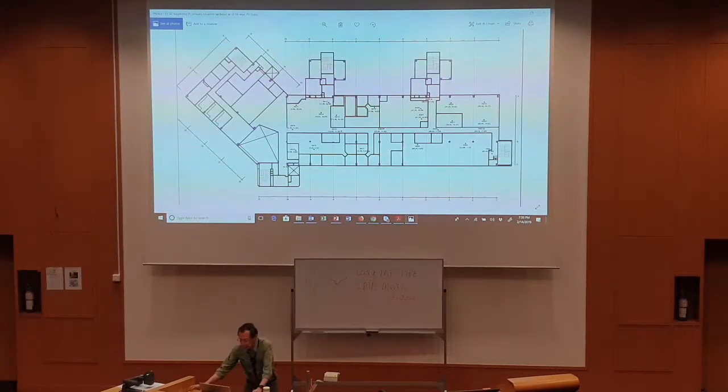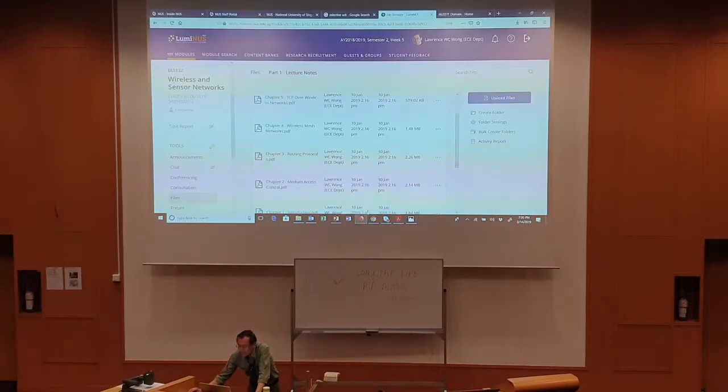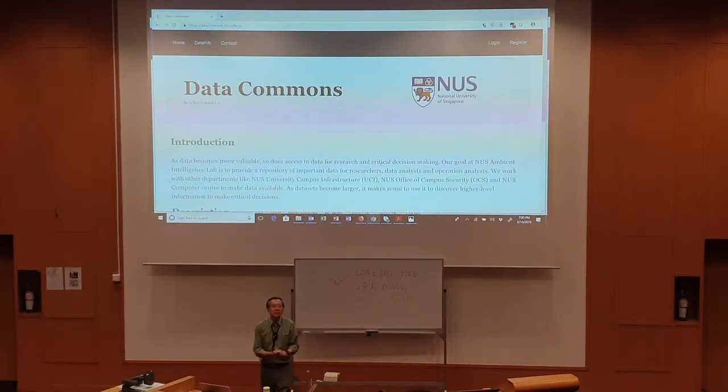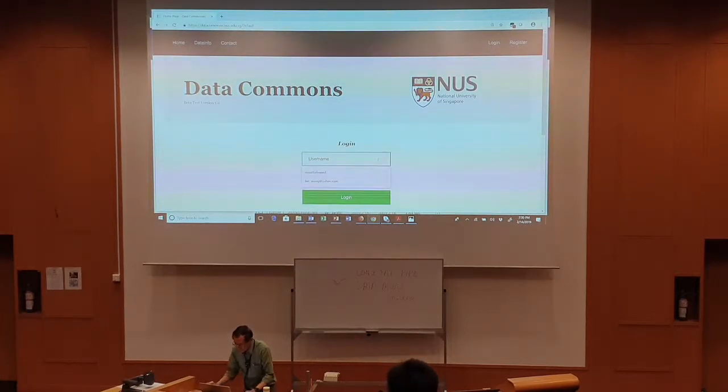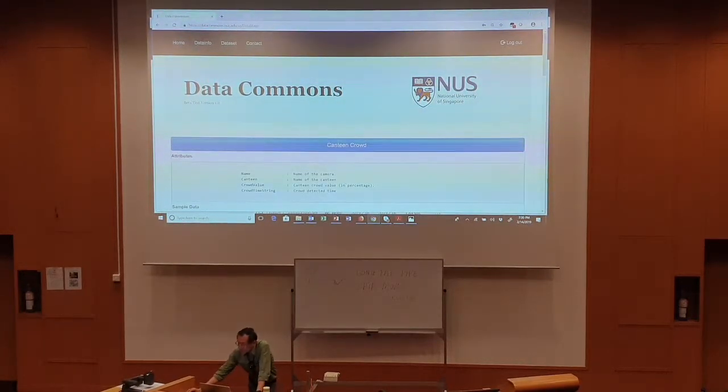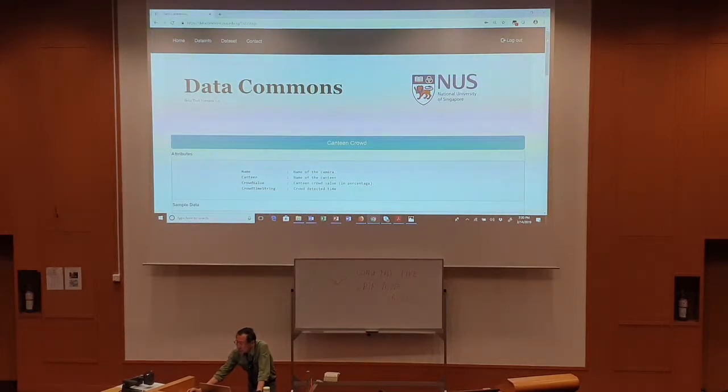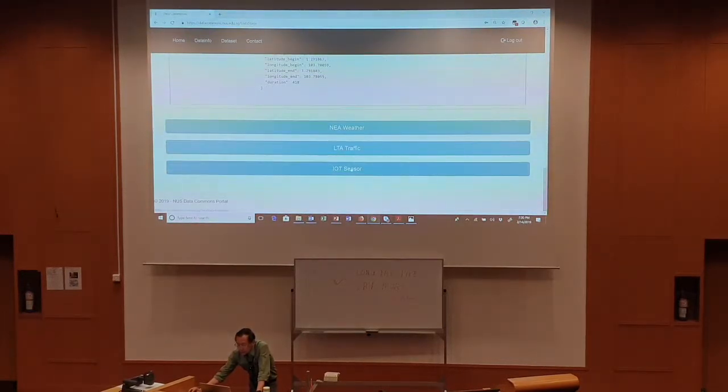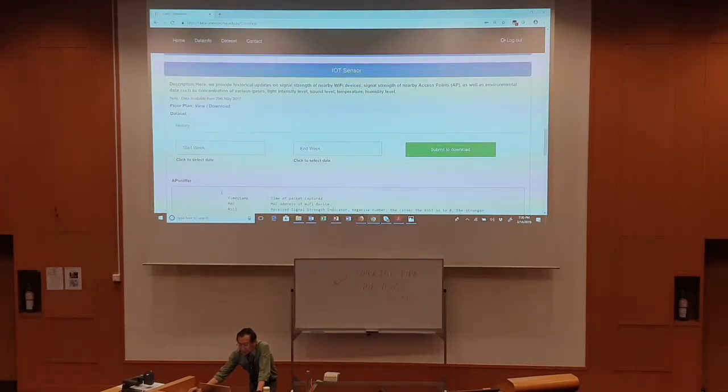It's archived into this place. Data commons. All right. So if I go in, so you can also go in and look. So it's all the way down here, IoT sensor, and then you can pick up the data a week at a time.